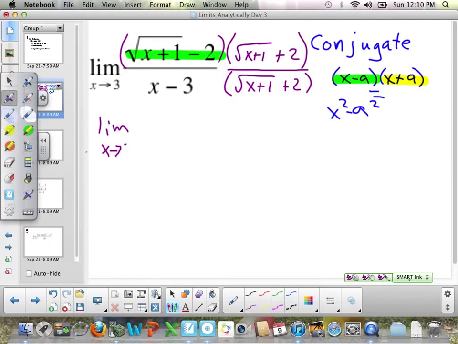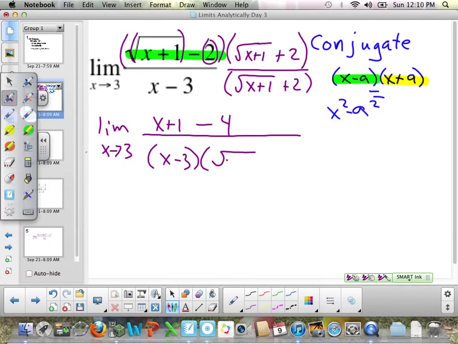Multiply through on the top. We will FOIL that. Because it's a difference of squares, it's an easy FOILing. You just square the first term. The square root of x plus 1 squared is x plus 1 minus square the second term. This 2 squared is 4. The bottom, like when we did the factoring, we can just leave the bottom alone. X minus 3 times square root of x plus 1 plus 2.